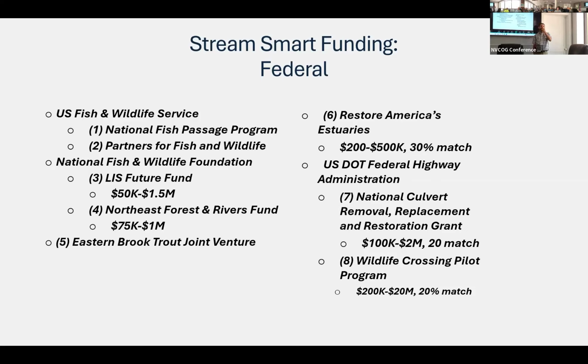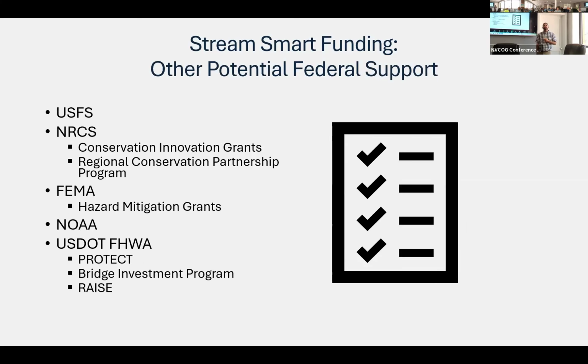And then the USDOT Federal Highway has two programs: a National Culvert Removal, Replacement, and Restoration Grant that goes up to 2 million with a 20% match, and the Wildlife Crossing Pilot Program that is hitting much bigger numbers, also with a 20% match. In addition to these, other agencies are here to support, whether they're actually providing funding or not is highly variable.